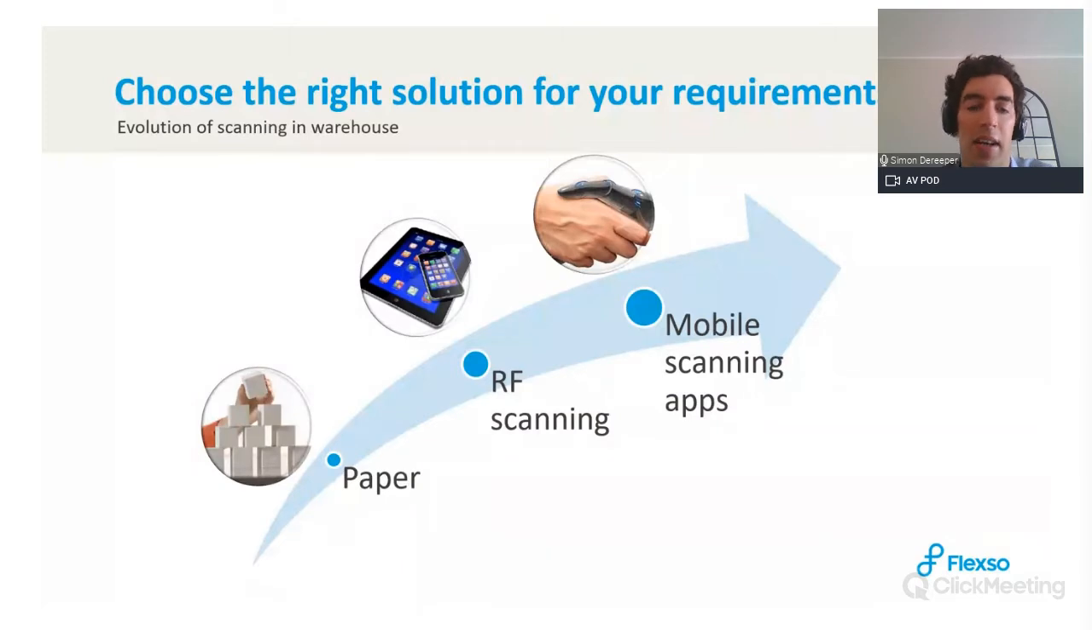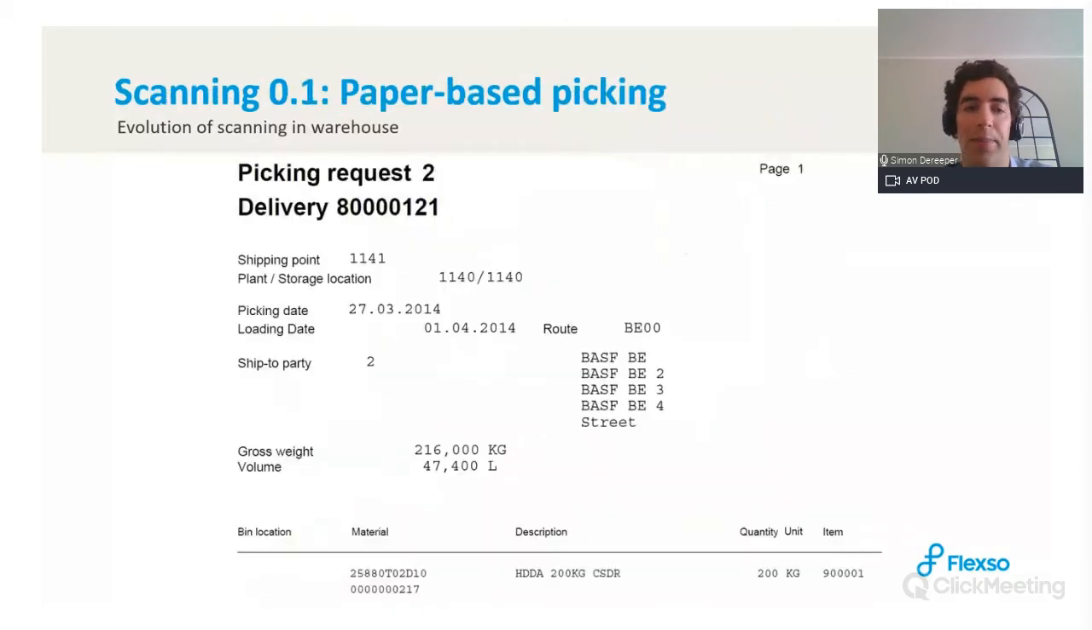Next, you see that RF scanning became possible. This is the next version of scanning. And in the end, we want to help John the Scanner with our mobile scanning apps. So John is at the moment, in fact, using our scanning 0.1 solution: the paper-based picking, no scanning, to be clear. He gets his picking requests by paper, and that's all.